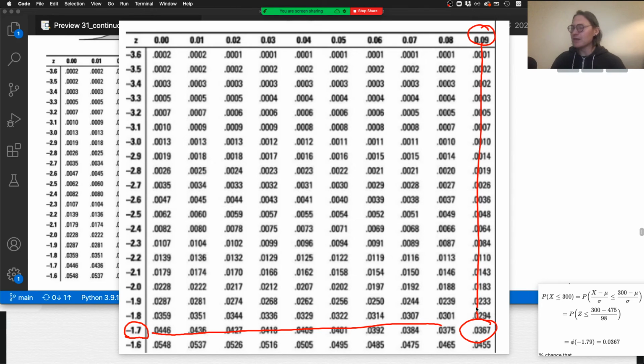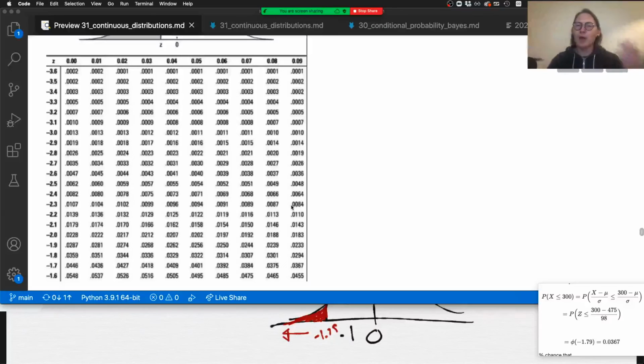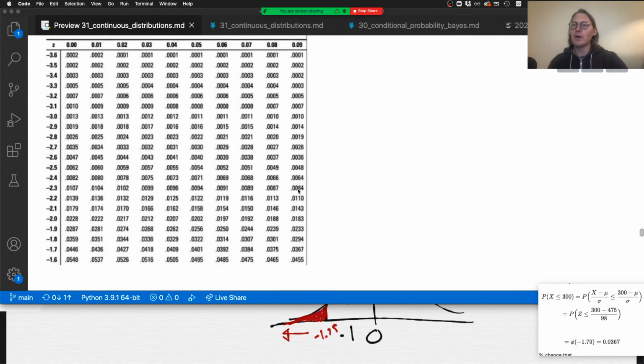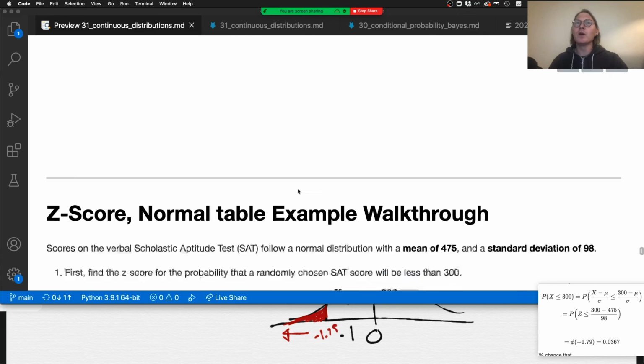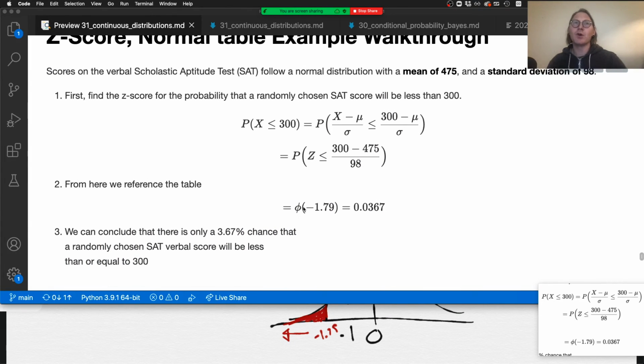And the probability is going to be 0.0367. So how do we interpret that? That probability is the actual probability that we're looking for. We've just obtained it through an analogous distribution, not through the actual distribution. So this symbol here, this phi, all this means for our purposes here is there's some function that represents that table. So we're looking up the z-score, negative 1.79, and the result is going to be 0.0367.